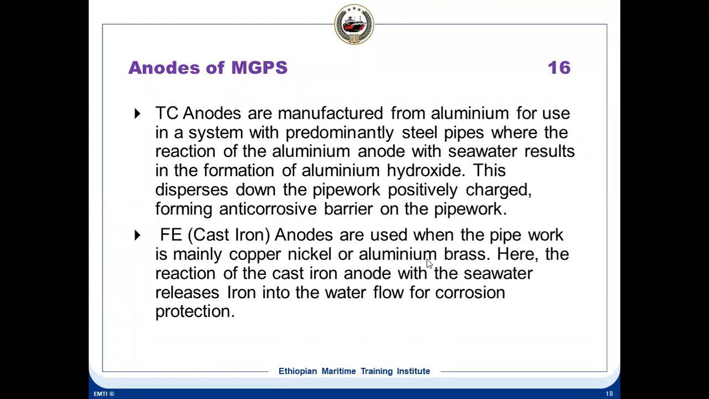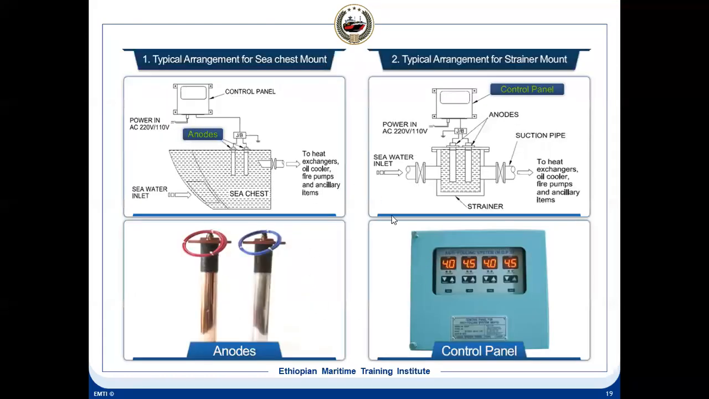So the reaction of the cast iron anode with seawater releases iron into the water flow for corrosion protection. So you can use Tc and Fe for corrosion, and Mg, that is a copper one, for the anti-fouling effect. You can look at this diagram here.